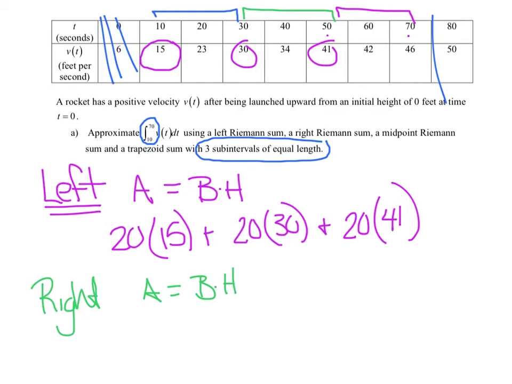Okay, now we found something special out. We know all the bases are the same, so I'm going to pull out a 20 for my base, and I'm just going to go ahead and evaluate the right-hand sides. Well, in this blue section here, the right-hand side would be a height of 30, plus in my green section, a right-hand height of 41, and then in my purple section, a right-hand height of 46. Okay, and obviously I would add and multiply by 20. All right, let's go get a midpoint Riemann sum.